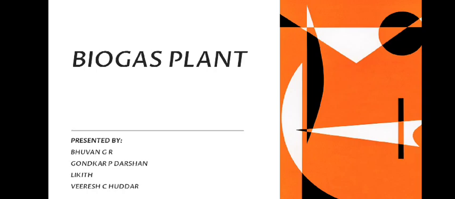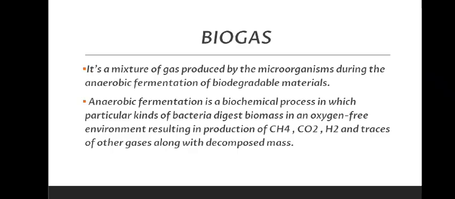Our topic is biogas plant. Firstly, biogas. It's a mixture of gas produced by the microorganisms during the anaerobic fermentation of biodegradable materials. Anaerobic fermentation is a biochemical process in which particular kinds of bacteria digest biomass in an oxygen-free environment, resulting in production of CH4, CO2, H2 and traces of other gases along with decomposed mass.